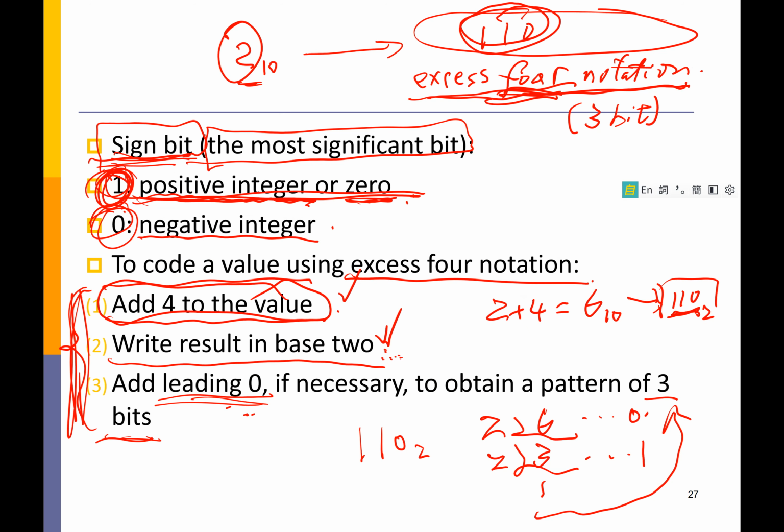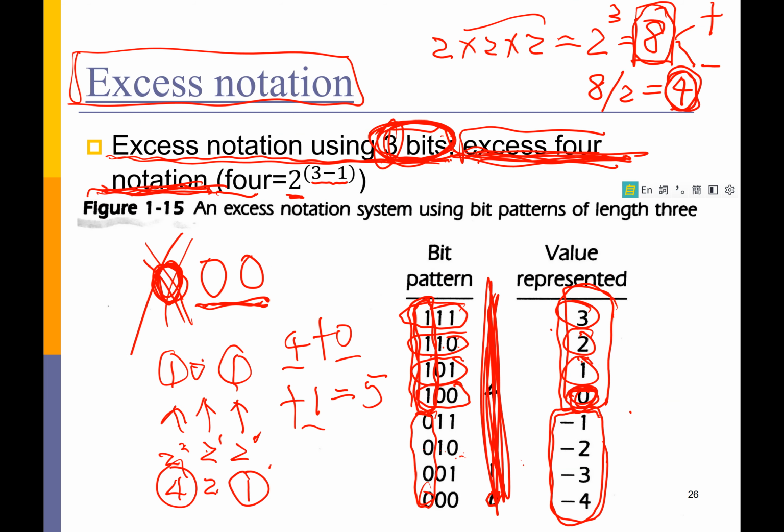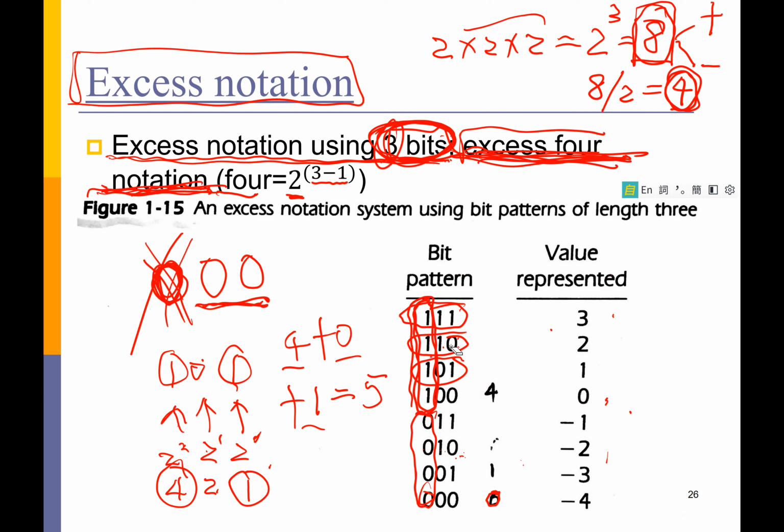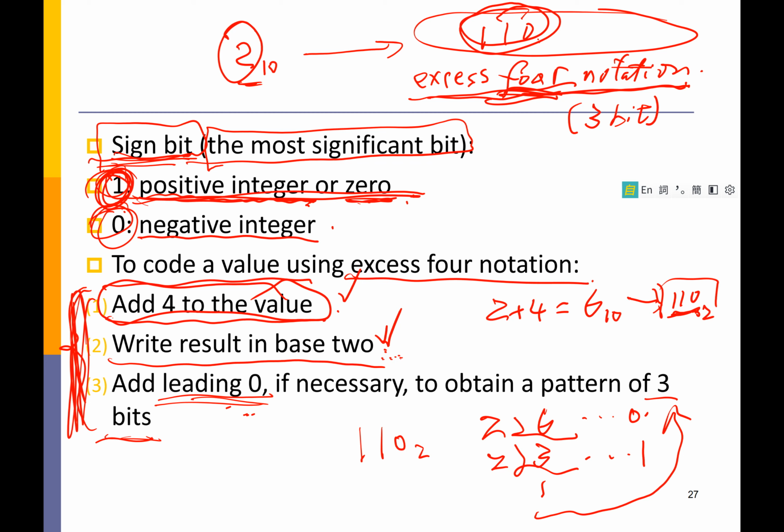How do we get 110? We're just following this step. So let's look at this example. Look at this table to see if we did the right calculation. For 2, the SS4 notation is 110. So we are doing it correctly.